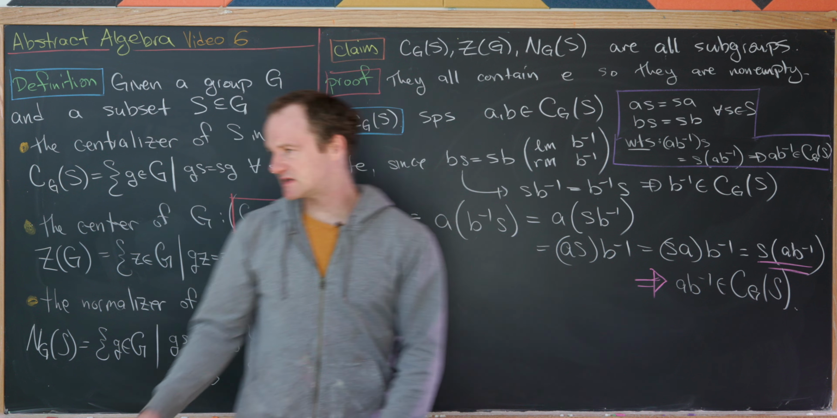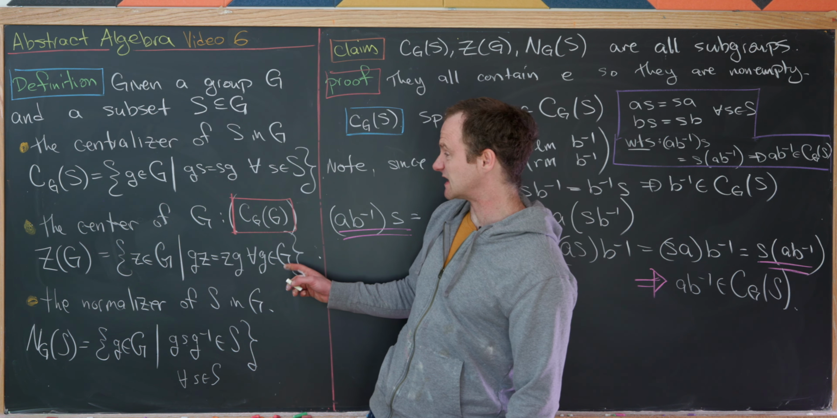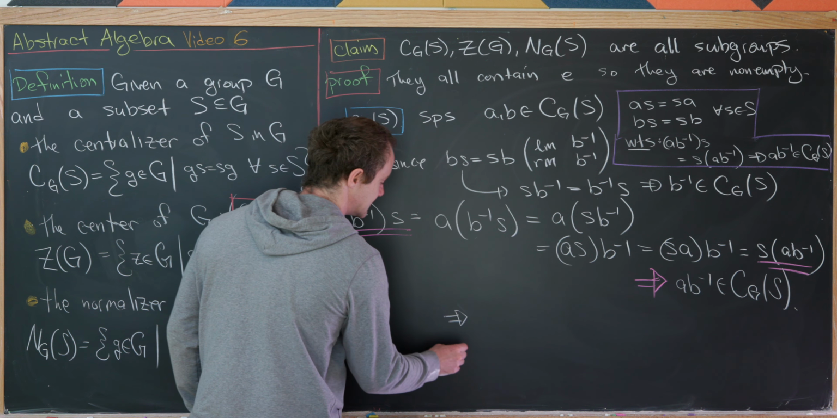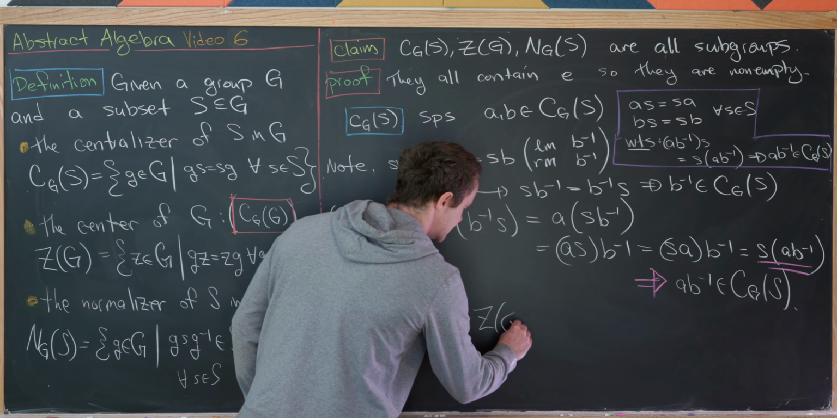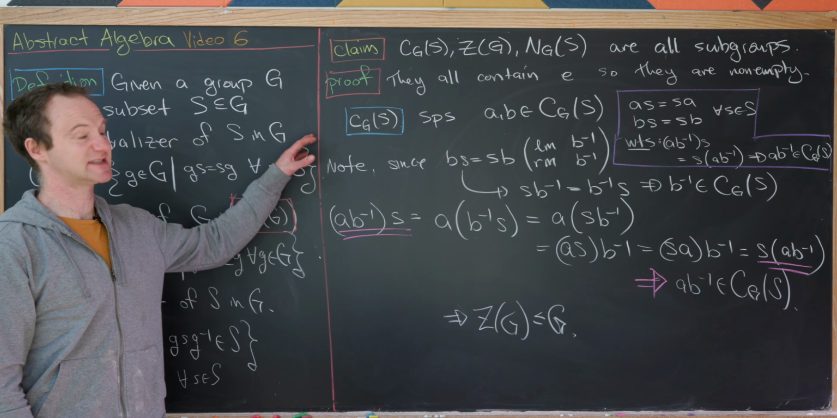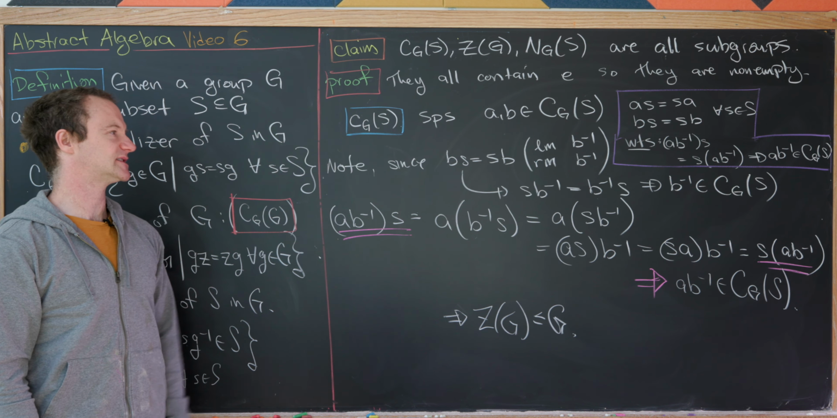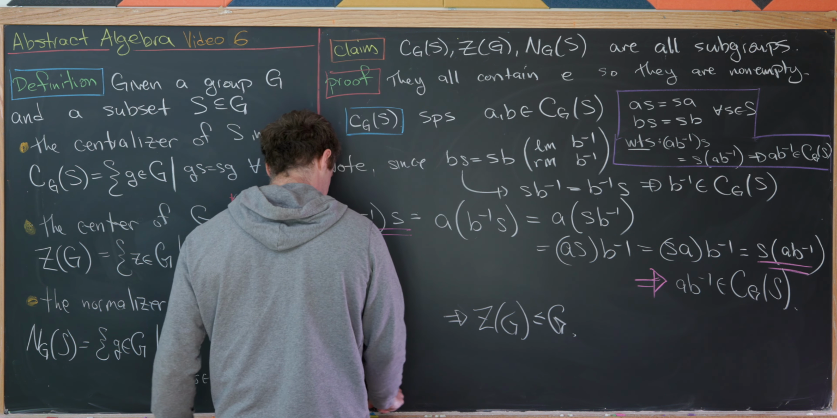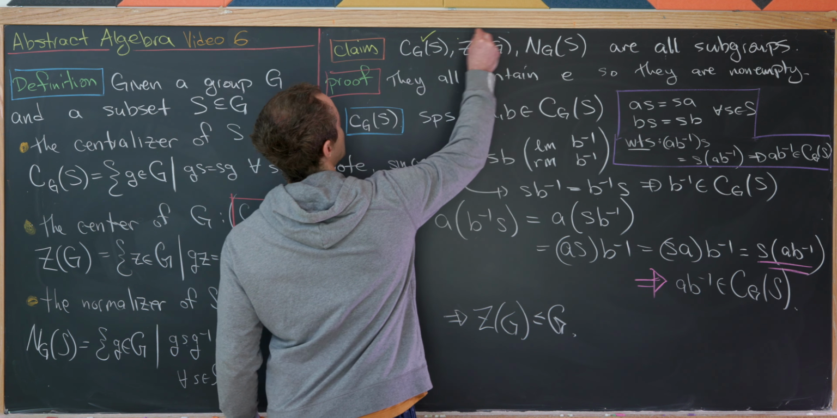But notice that since the center is a special case of the centralizer, that immediately tells us that the center is also a subgroup of the group. So we know the centralizer is a subgroup and the center is a subgroup. Let's check those off. So check here and check here.